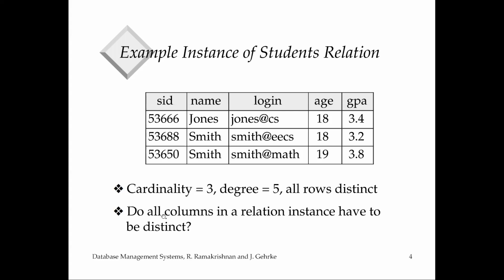Okay? So the question here is whether all columns in a relation instance have to be distinct. The answer is of course yes, in order for you to be able to differentiate between two different columns. Otherwise, you wouldn't be able to say these two fields were both called name. It would be hard to figure out which of the two is which when querying for information.